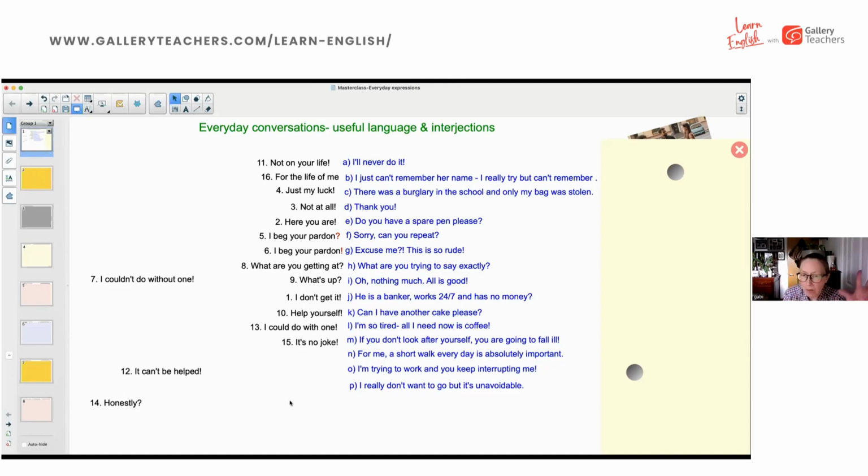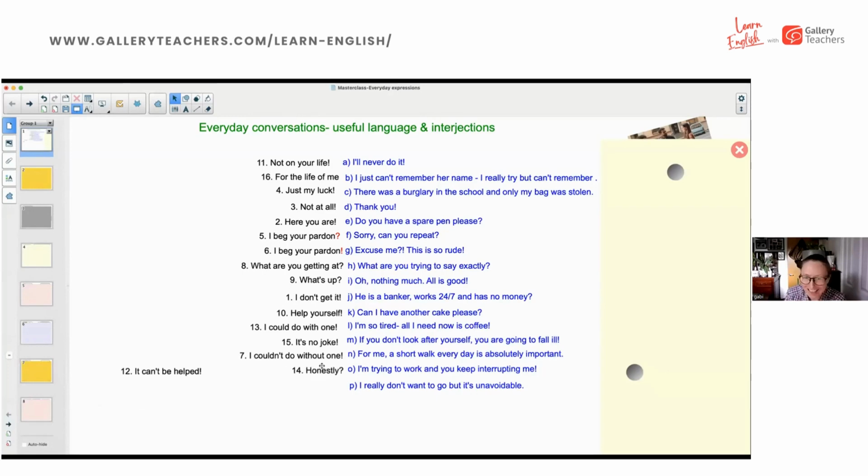And 3 more. For me, a short walk every day is absolutely important. This is number 7. I couldn't do without a short walk. I mean, I could do without tea. I couldn't do without coffee. I couldn't do without a short walk. Life doesn't exist for me without a short walk. And oh, I'm trying to work and you keep interrupting me.